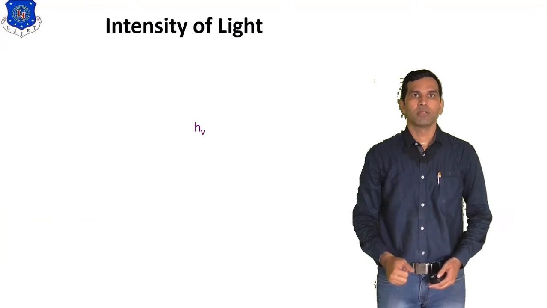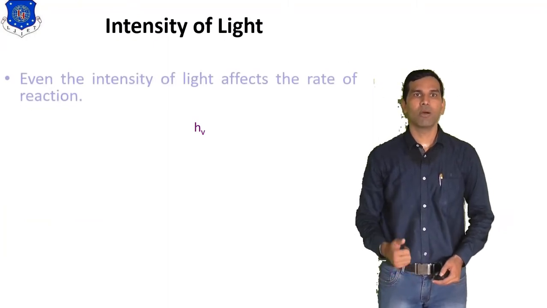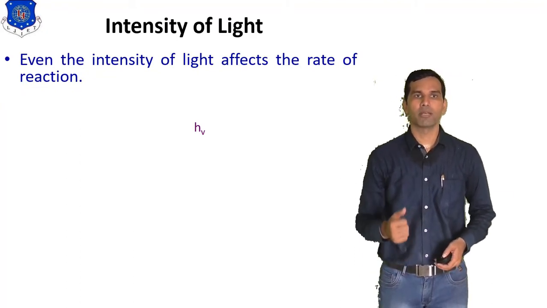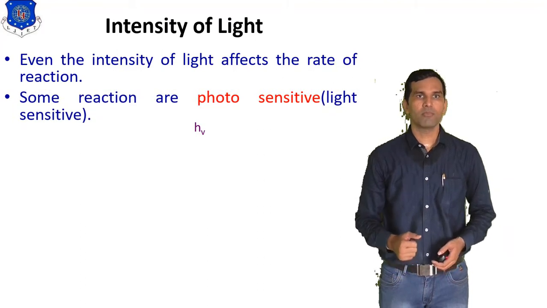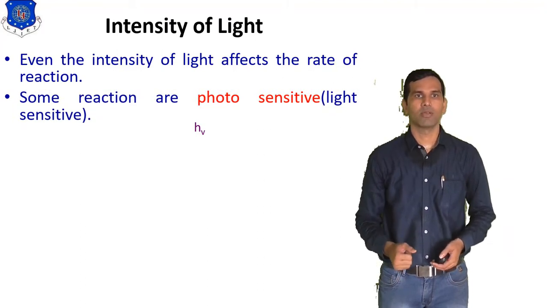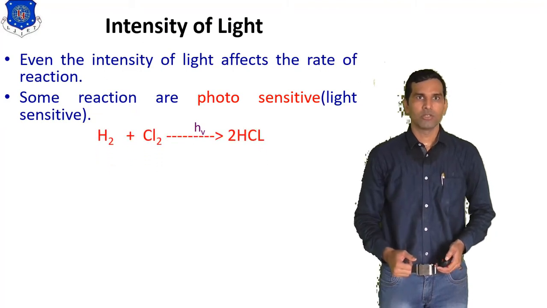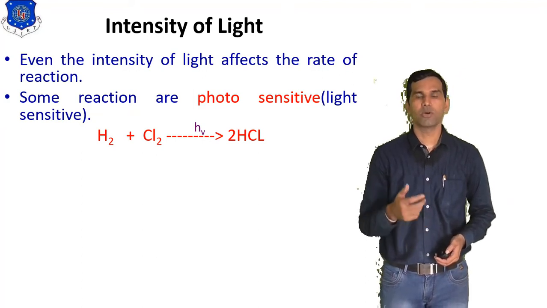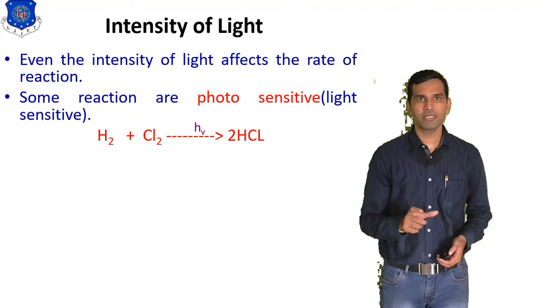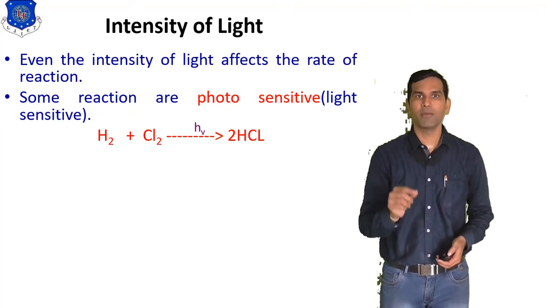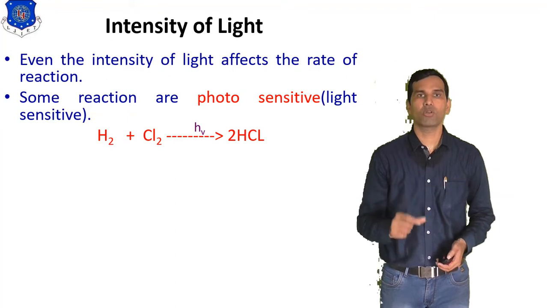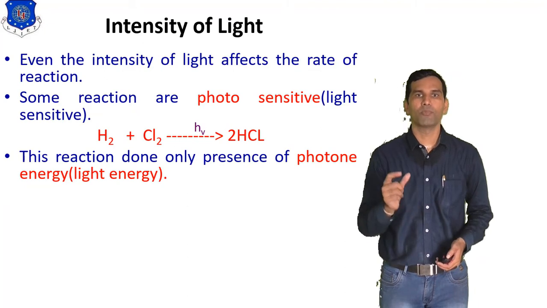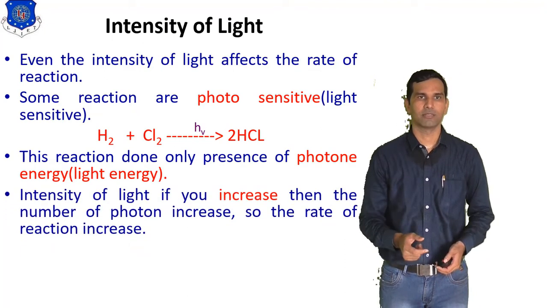Now the next factor is intensity of light. Even the intensity of light affects the rate of reaction. Some reactions are photosensitive, like light sensitive. We can understand with the help of this example: hydrogen plus chlorine gives hydrochloric acid. But this reaction is done in the presence of light. That means this is a photosensitive reaction. The reaction is done only in the presence of photons, like light energy.